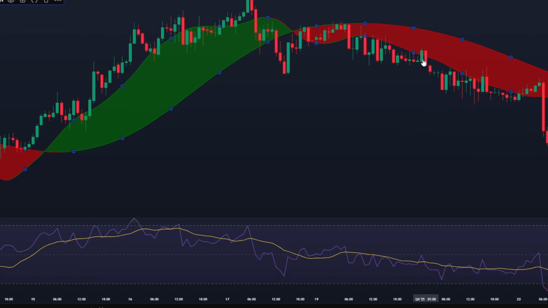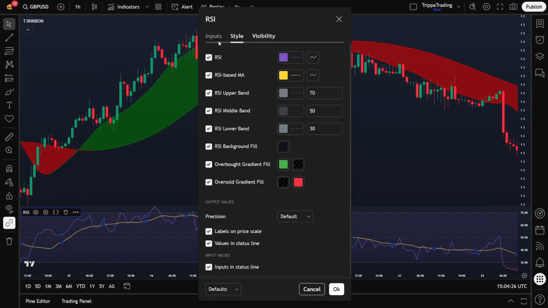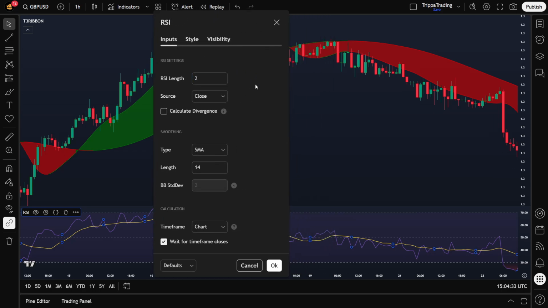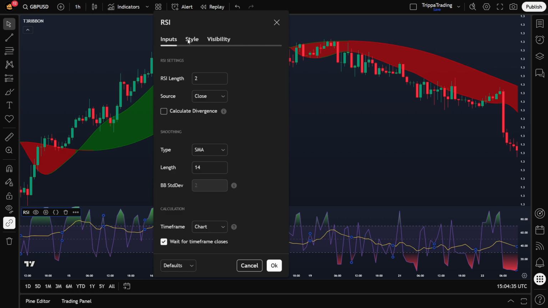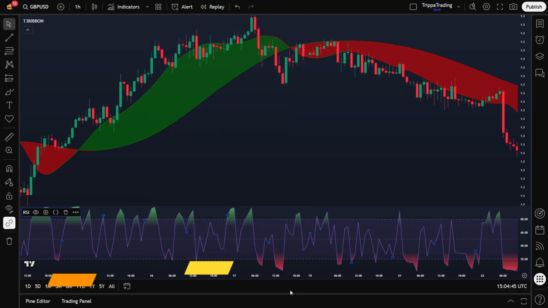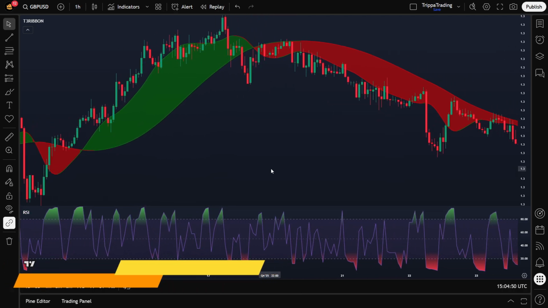After that, open its settings. In the Inputs tab, change the RSI length to 2. This makes it extremely sensitive so it reacts quickly to short-term momentum shifts. Then go to the Style tab and set the upper band to 80, the lower band to 20, and disable the RSI moving average line because we don't need that for this strategy. Leave only the main RSI line and the bands visible. Now the whole setup is ready on the chart.